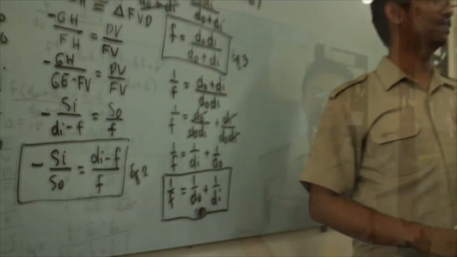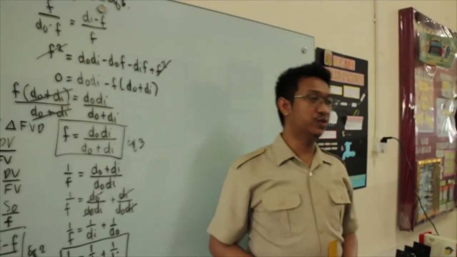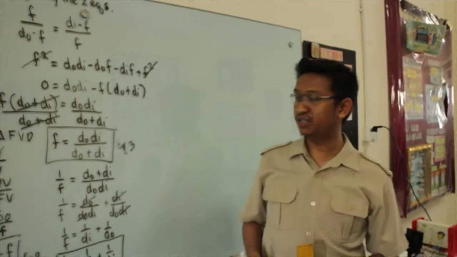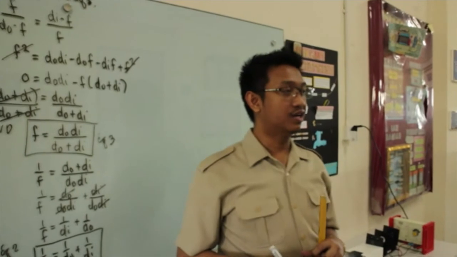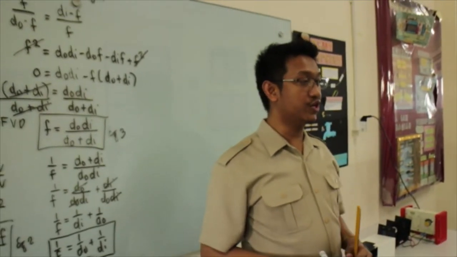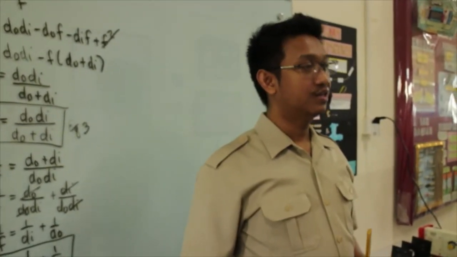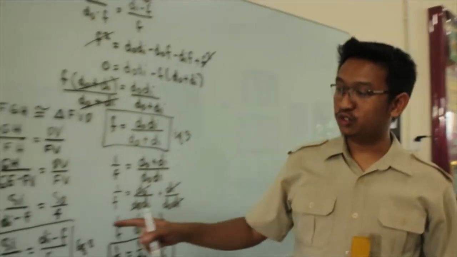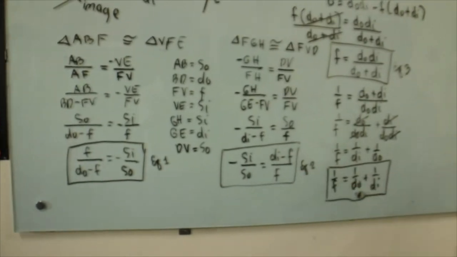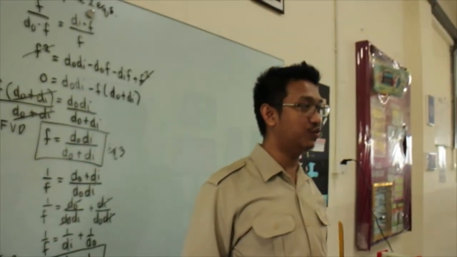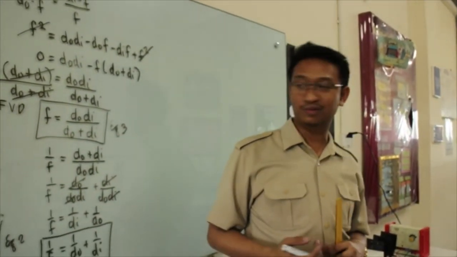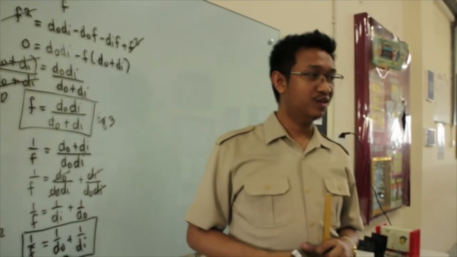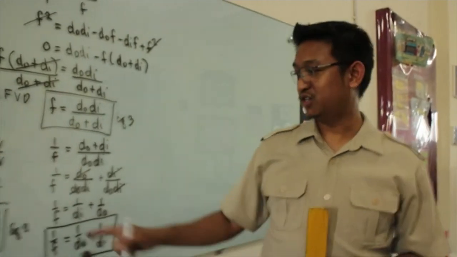Is that understood? Okay, this time we're going to derive the fourth equation. Remember the fourth equation is SI over SO equals negative DI over DO. How do we derive that? You can choose from equations 1 and 2. Better you choose the one with SI over SO. Which one do you prefer? Equation 2.